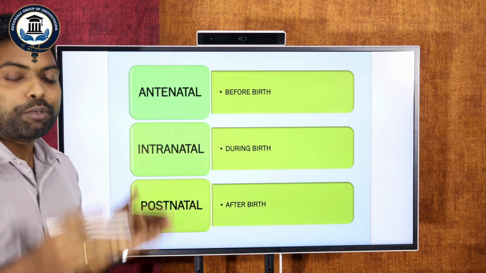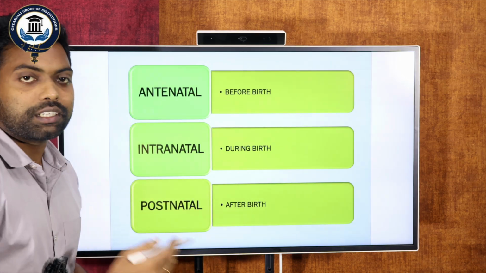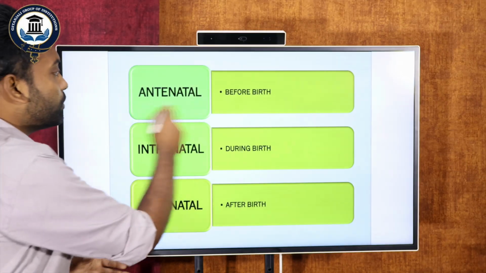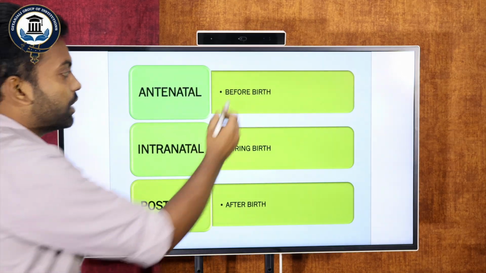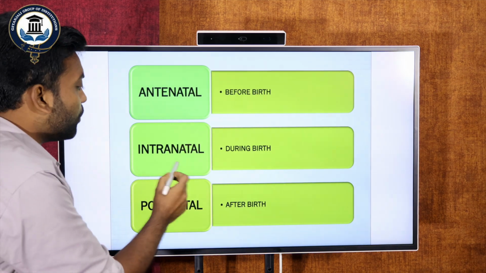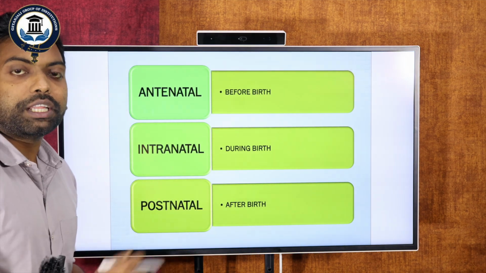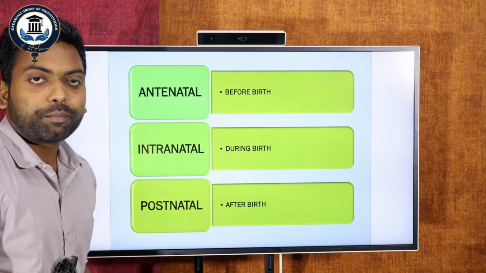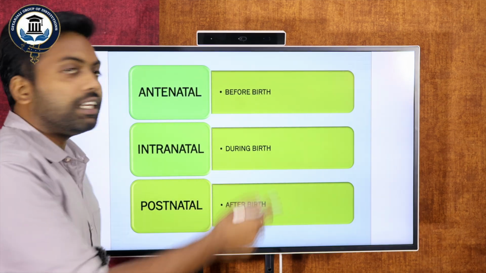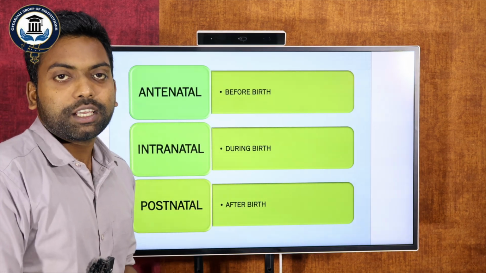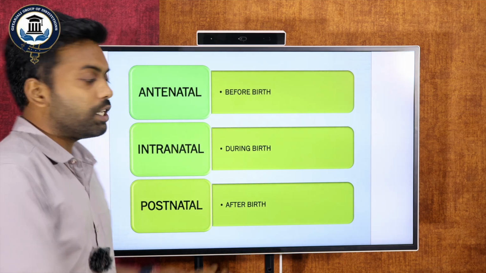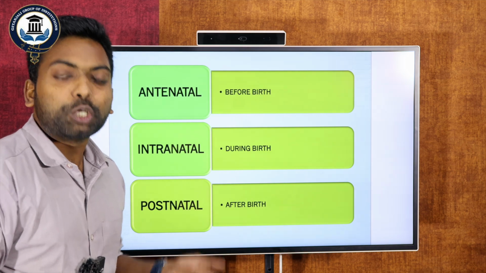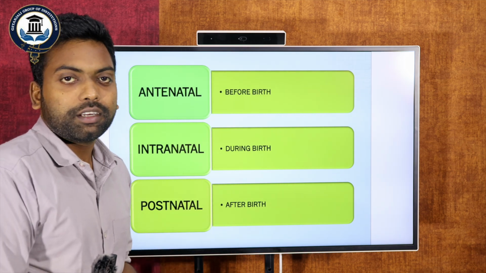Antenatal is nothing but before the delivery, the time duration from the conception period to the end of the delivery, so that will be called antenatal. And the second one is intranatal. So during the delivery, the time duration is called intranatal. And the third one is postnatal. Postnatal is nothing but after the delivery, the time duration up to 6 weeks. My dear students, so these are the three categories we can observe: before the delivery, during the delivery, after the delivery. I hope you understood.